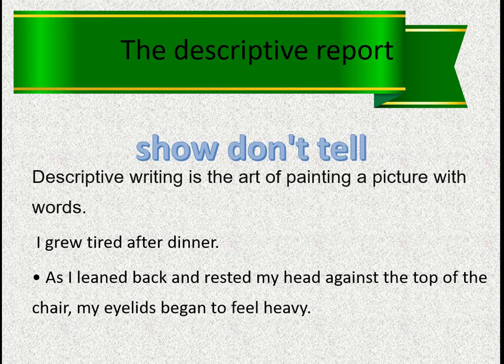Look at the second sentence. As I leaned back and rested my head against the top of the chair, my eyelids began to feel heavy. When we read the second sentence, we start imagining the state of that person. We started creating an image. The main goal of descriptive writing is to dramatize, to visualize a situation. To let the reader create an image through our words.